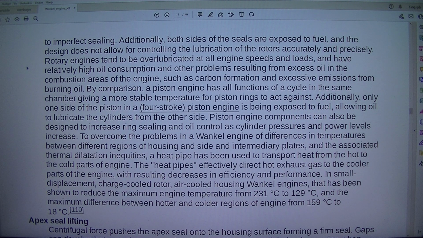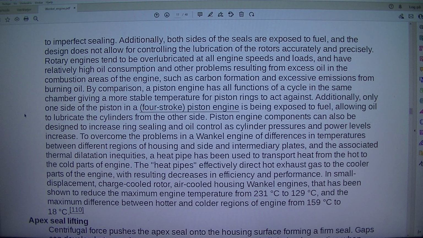Rotary engines tend to be over-lubricated at all engine speeds and loads, and have a relatively high oil consumption and other problems resulting from excess oil in the combustion areas of the engine, such as carbon formation and excessive emissions from burning oil. By comparison, a piston engine has all functions of a cycle in the same chamber, giving a more stable temperature for piston rings to act against.